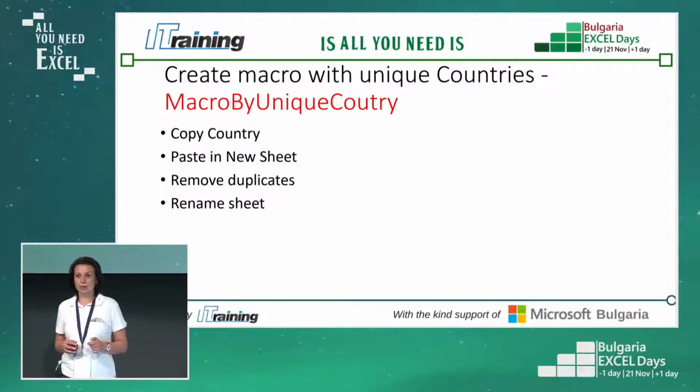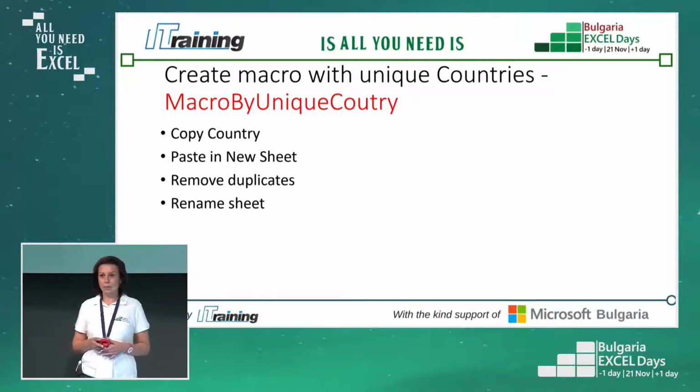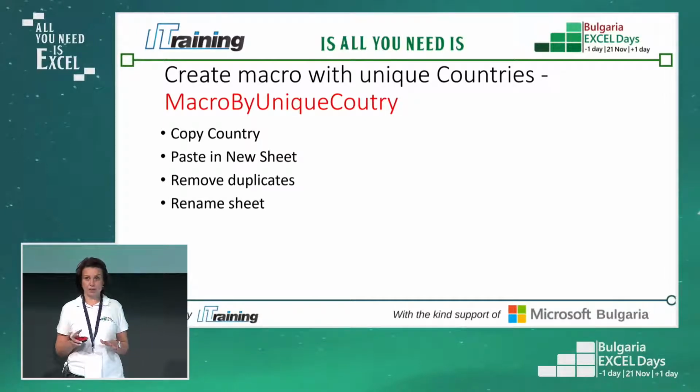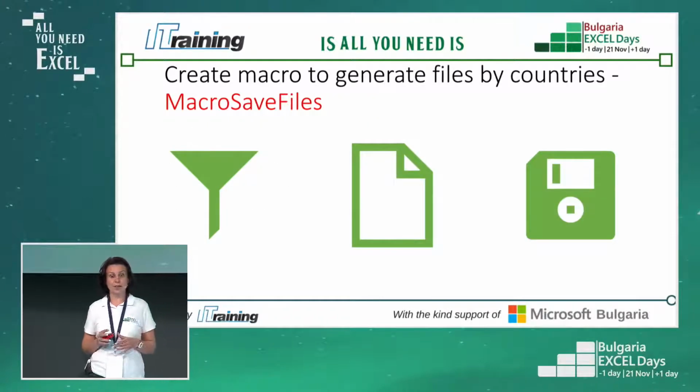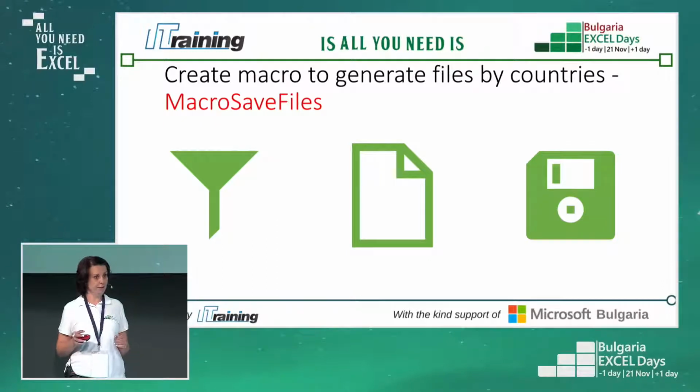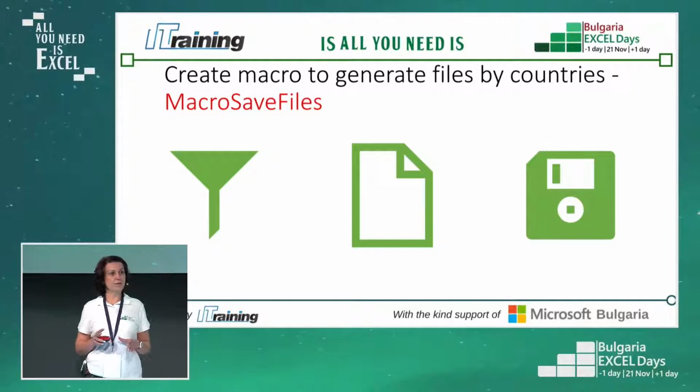So, what will the first macro include? It's a super simple macro that will copy the countries, paste them in a new sheet, remove duplicates, and just rename the sheet. That's all. The next macro will filter our data by the selected country, copy this filtered data to a new file, and save the new file with the same name as the country, okay?